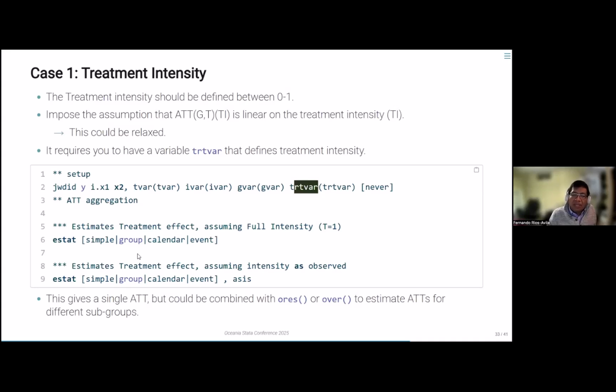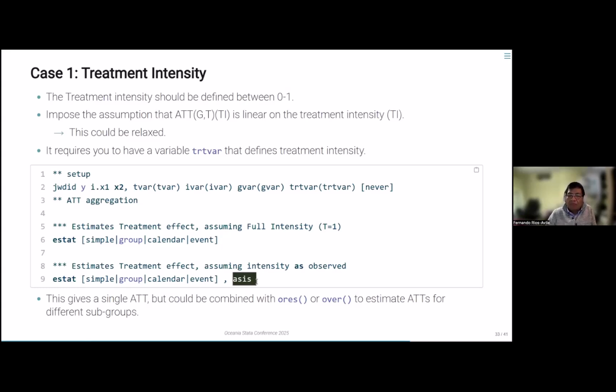In order to make the aggregations, in this case, you have two options. The first one is using the standard or the default specification, and this will estimate the treatment effects, assuming that all units will have the full treatment intensity. So it's going to make the extrapolations for the ones who were just partially treated. However, if you want to see what happens with the treatment as observed, you just need to say as is.